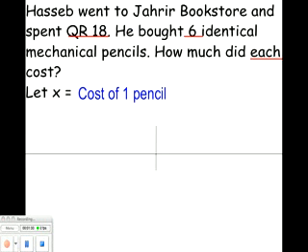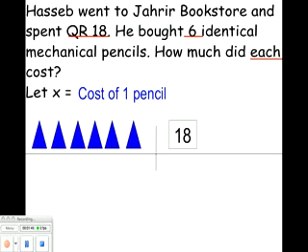Stop the tape and use the information you have accumulated so far to write an equation. Okay, you should have created something like this, 6 x's, however you decided to show them, balances with 18. Now, solve the equation. Stop the tape. You should have noticed that since there are 6 x's, you're going to divide both sides by 6 and find out that each x is worth 3, or each pencil cost 3 reals.